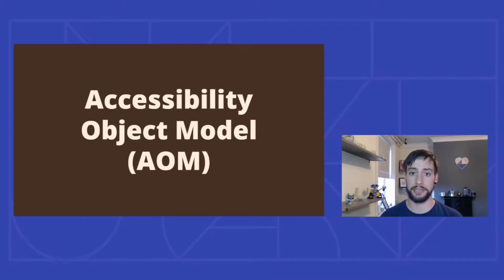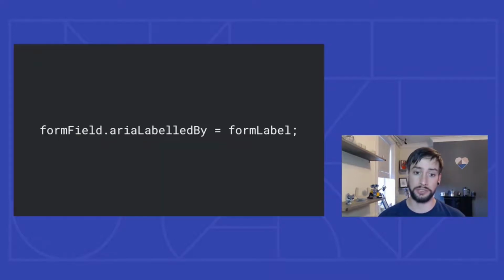It's a JavaScript API, and this will let us have more control over the accessibility of our elements using native attributes. So an example of what this could look like is we have a form field. That form field over here is an element. It has a property on it called ARIA labeled by, and we tell it the actual element. That form label is the actual label element.